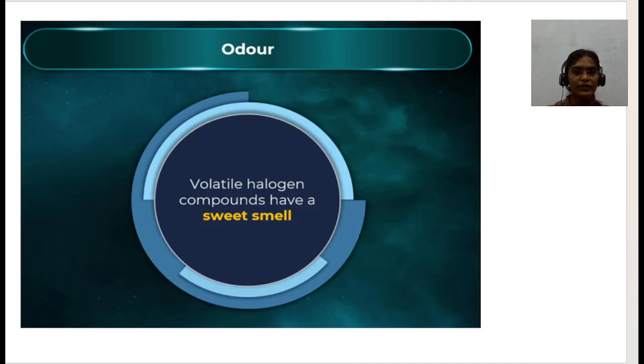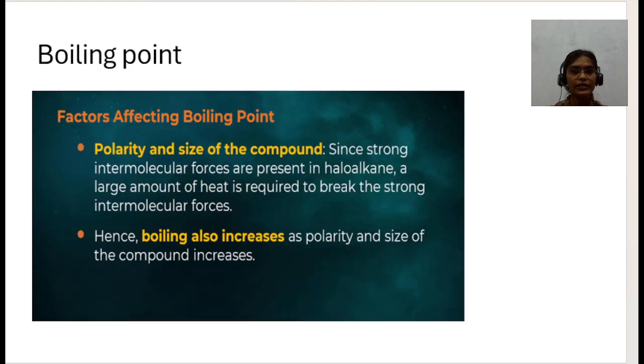Let's continue further. Let's talk about the odor. Not every halogen compound, only those which are volatile in nature have a very sweet smell. Generally they are odorless, but only the volatile ones. I hope you know the meaning of the word volatile: the thing which can easily evaporate as soon as it comes in contact with the air. Like camphor, it is volatile. Sweet smell we are having. Let's see some important points.